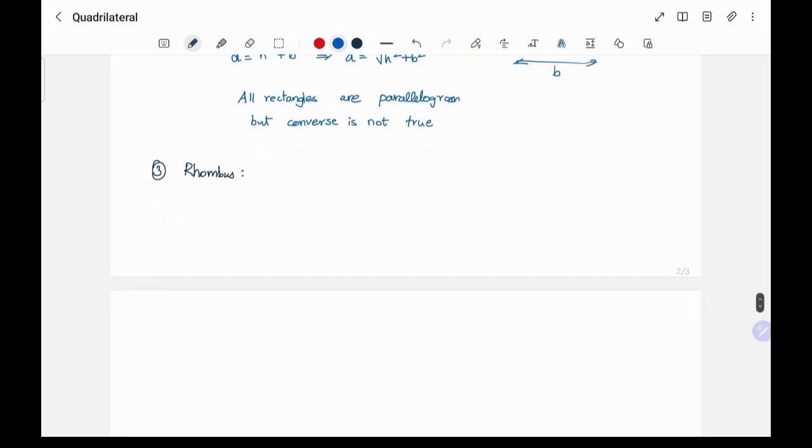So next we'll see about the rhombus. We can say a rhombus is also a special type of parallelogram with all of its sides equal. So let the side be a. So what will be its area?